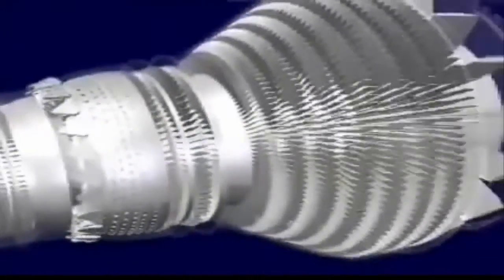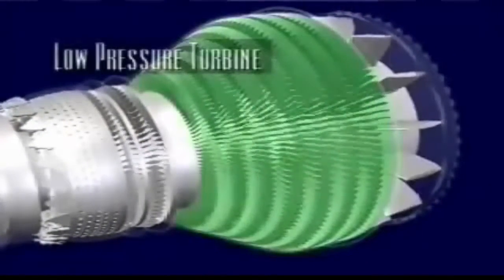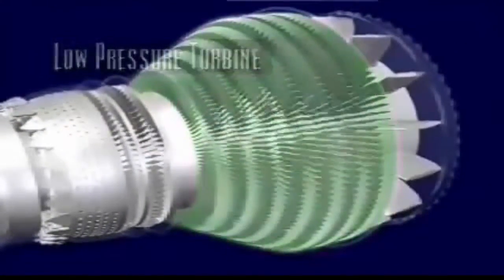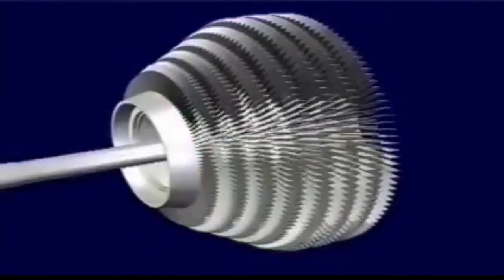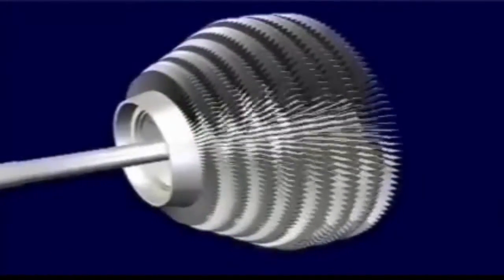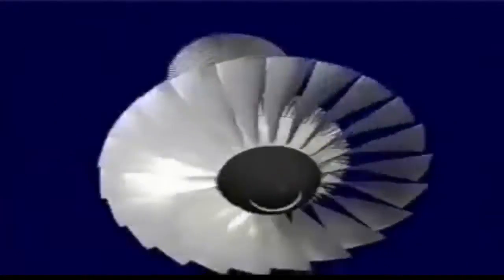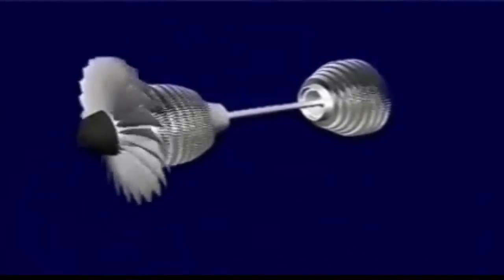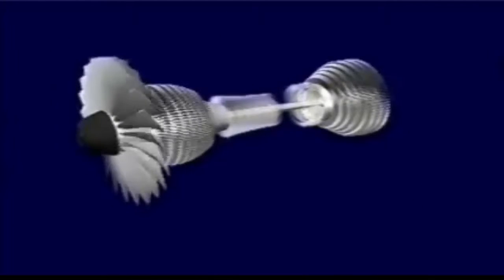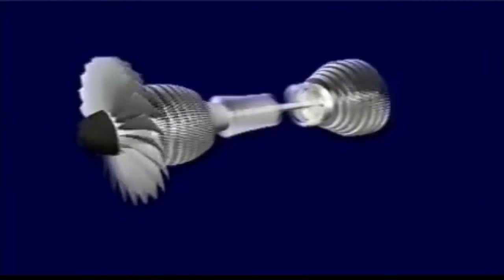Next, the air passes through the larger low-pressure turbine. This turbine has two purposes. First, it extracts enough energy from the air to power the low-pressure compressor at the front of the engine core. These two components are connected via a second shaft, which actually passes through the center of the high spool.